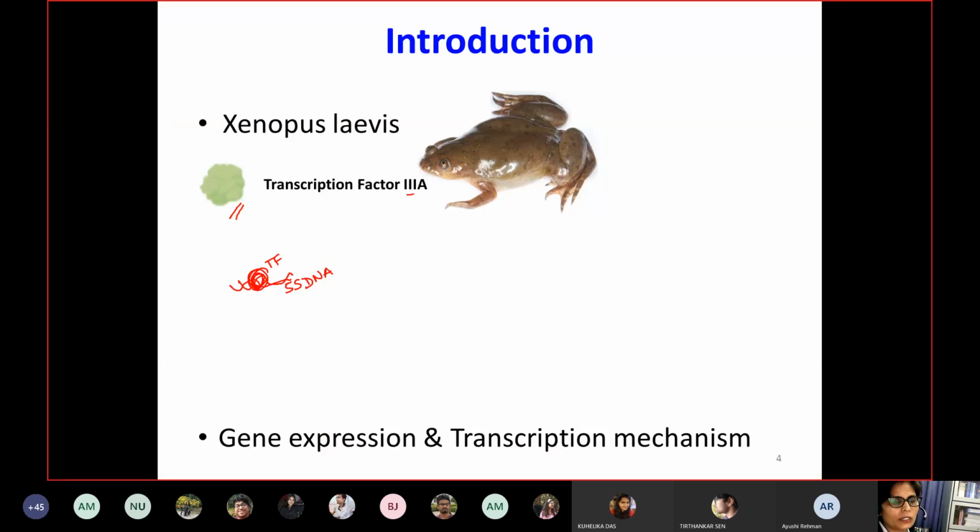So there was one person named David, and he took Xenopus laevis, and he was trying to find whether this transcription factor was bound to DNA. And he found that this transcription factor was binding to DNA. And then he described where in the DNA, that is the internal control region, this transcription factor was binding. So this was in a nutshell about the last lecture.